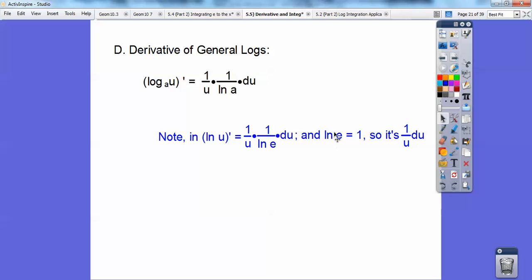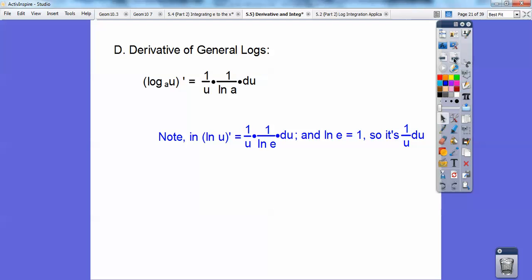This is base e, so base e to this power equals this. So natural log of e just equals 1. So this is like saying 1 times this right there. That's why the derivative of natural log was 1 over u du. But if it's other bases, then you do 1 over u, times 1 over the natural log of this base right here, times the chain.